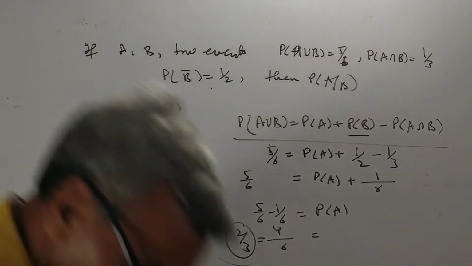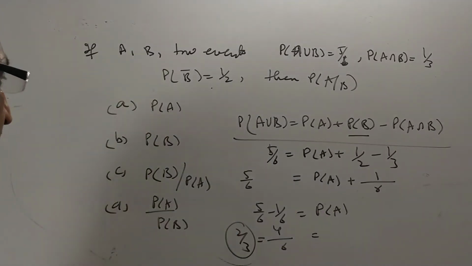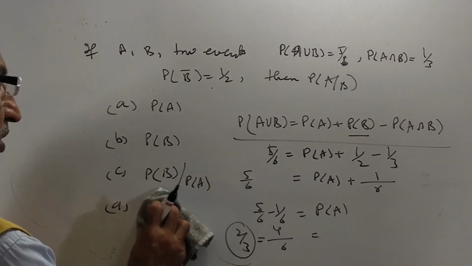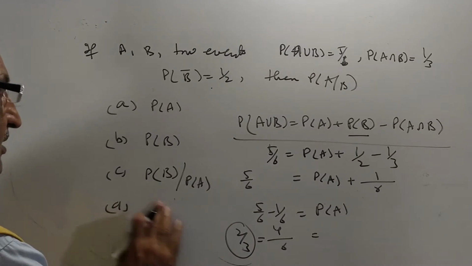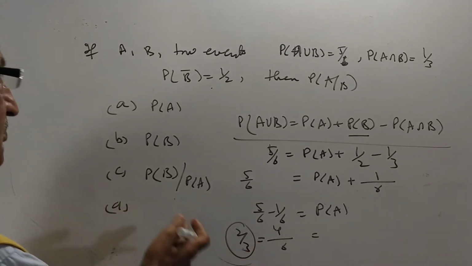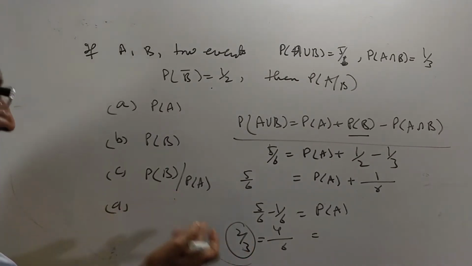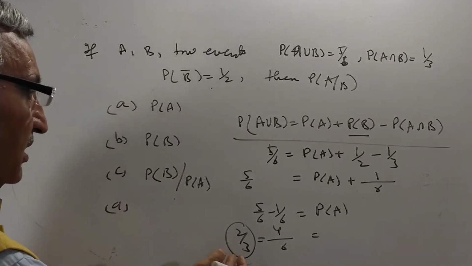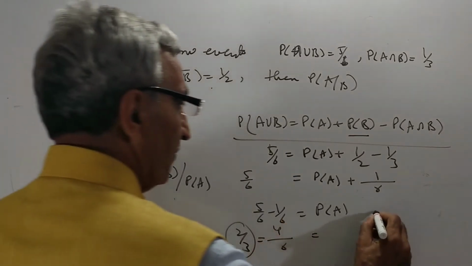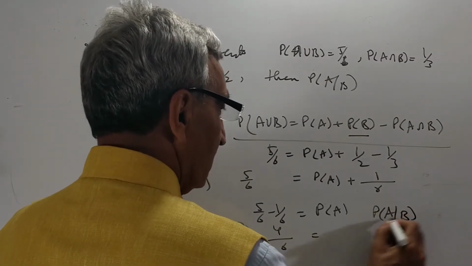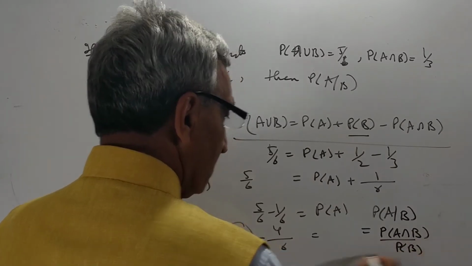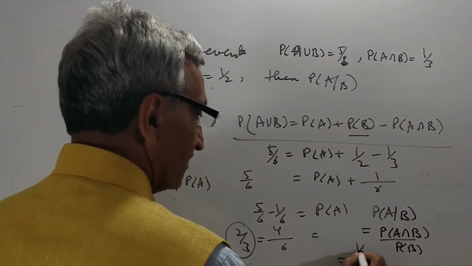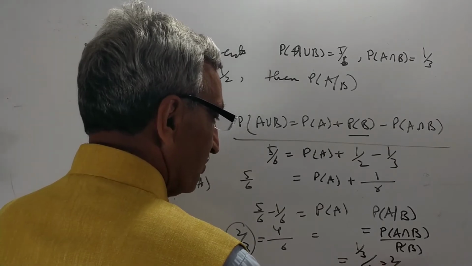Probability of B given A is equal to 2 by 3. I have found only one so far. Now I need to find probability of A given B, which is equal to probability of A intersection B divided by probability of B. The intersection is 1 by 3 and the probability of B is 1 by 2, so this is equal to 2 by 3.